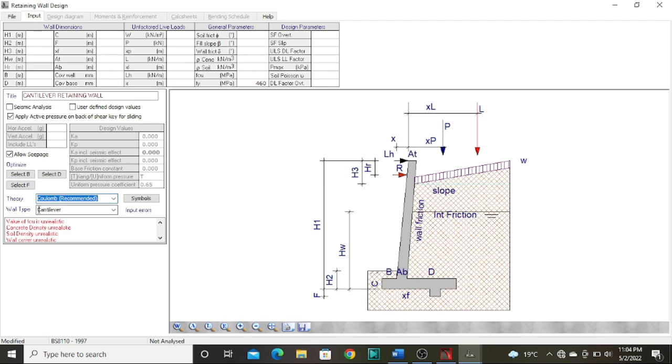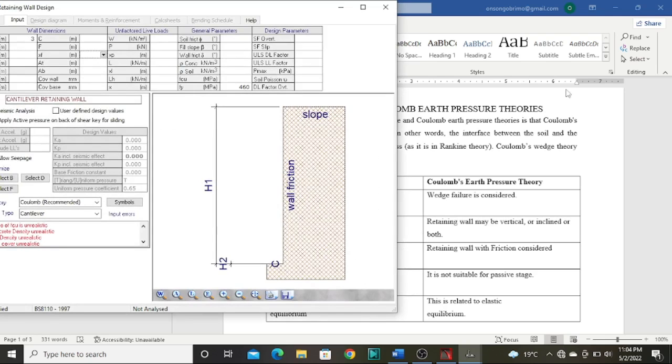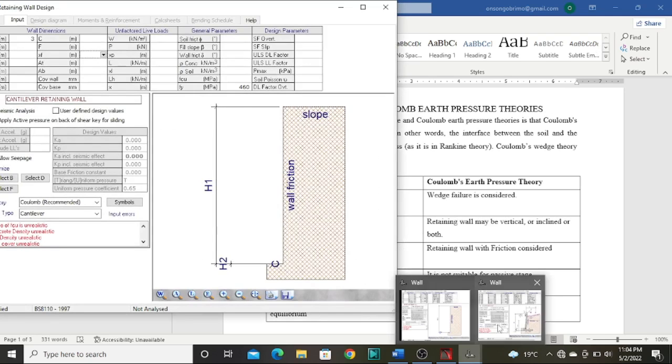Back to our design, we have already chosen Coulomb theory, and we now get to entering of our dimensions. As you can observe from up here, whenever I enter a dimension, let's assume h1 is normally the total height of our wall, and whenever I enter the total height, let's say it's 3, our sketch disappears, and then I want to bring it back so that we are properly guided as we do the design.